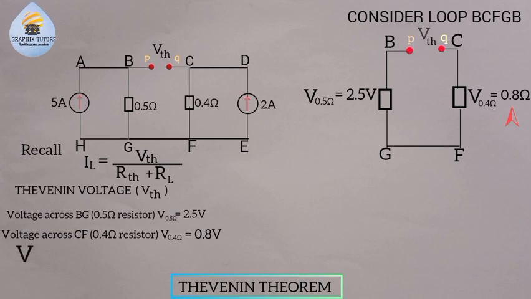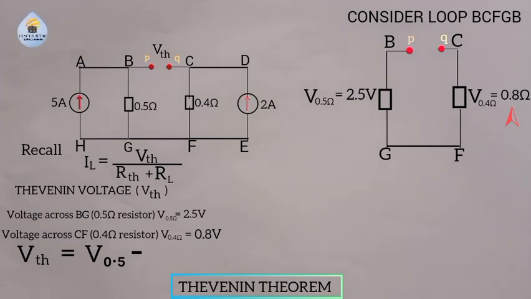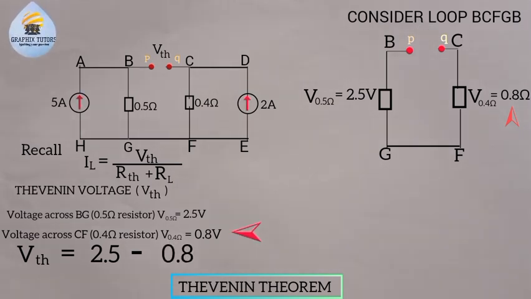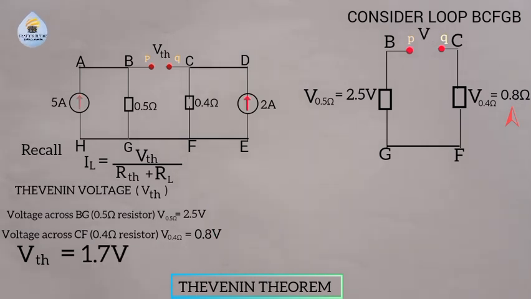So my Thevenin voltage, VTH, will now be V subscript 0.5 ohm minus V subscript 0.4 ohm. And V subscript 0.5 ohm, which is the voltage across 0.5 ohm, is given as 2.5, and the voltage across the 0.4 ohm is given as 0.8. So if you subtract them, my V Thevenin will be 1.7 volts. Is that okay? Now we've gotten our V Thevenin.